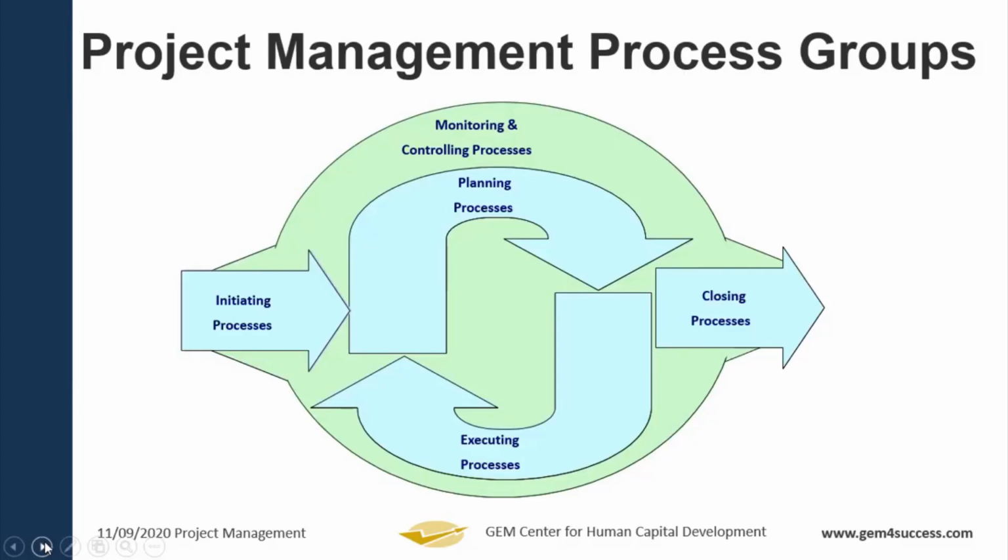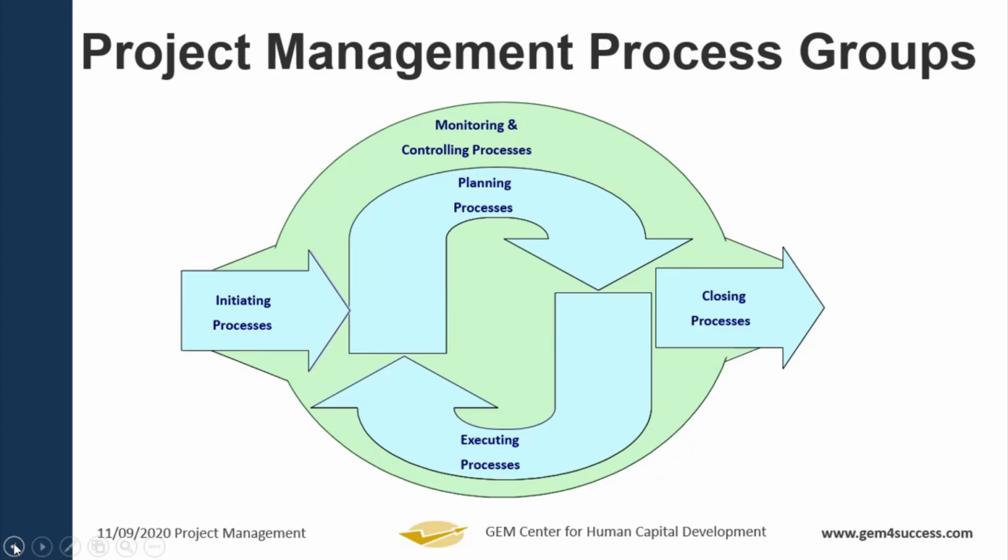So this categorization of processes is called process groups. The processes we carry out when we are initiating are called initiating processes. The processes we carry out when we are planning are called planning processes. The processes we carry out when we are executing are called executing processes. The processes we carry out when we are monitoring and controlling are called monitoring and controlling processes. The processes we carry out when we are closing are called closing processes.